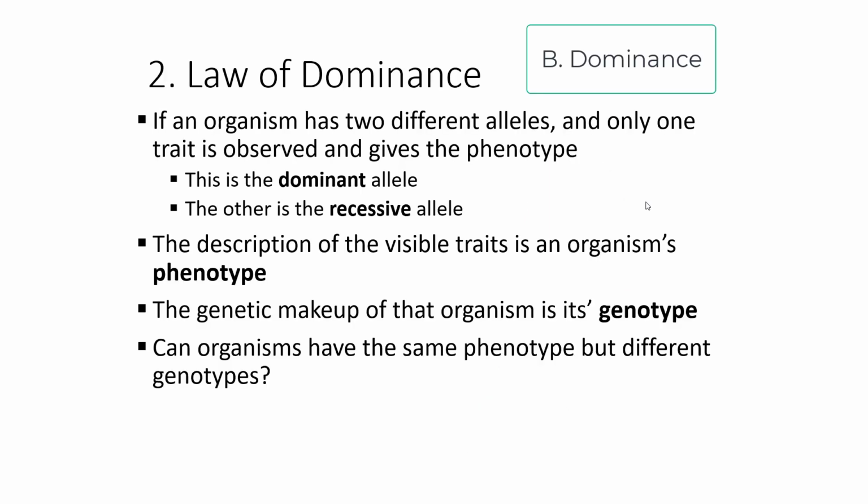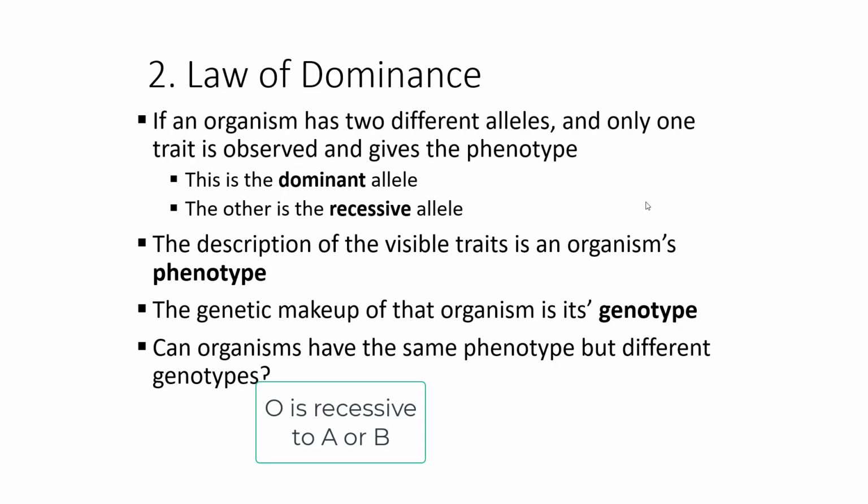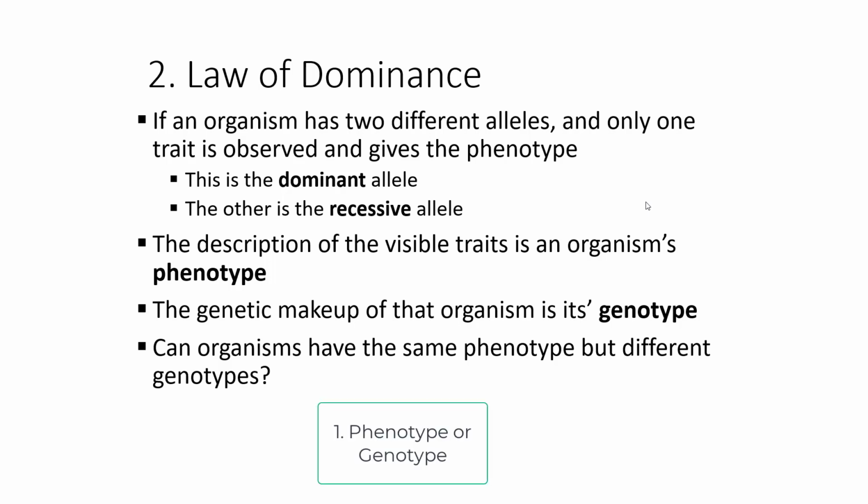The law of dominance. If you have 2 alleles, but only one trait is observed, that gives the phenotype. This is the dominant allele. The other allele is a recessive allele. We remember this with the O blood type. The O blood type was recessive to either A or B. If you have the A allele and the O allele, you have type A blood. If you have the B allele and the O allele, you have type B blood. The description of what blood type you have is your phenotype. The genetic makeup, having both alleles, is your genotype.